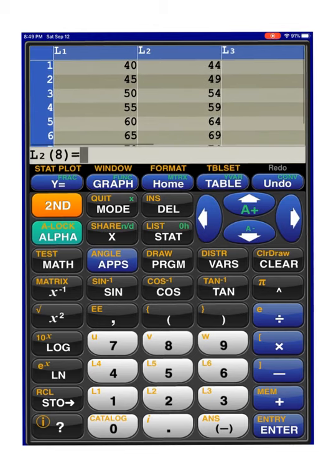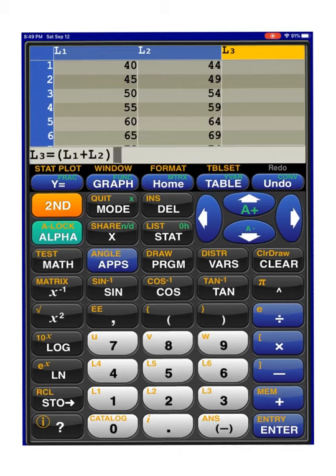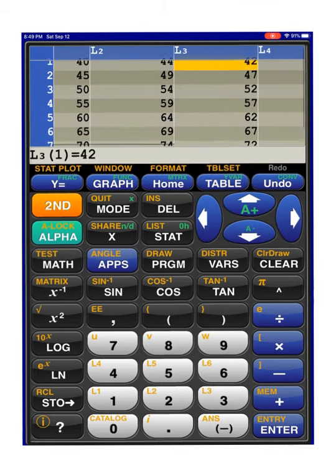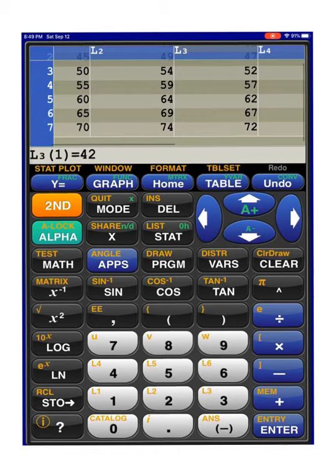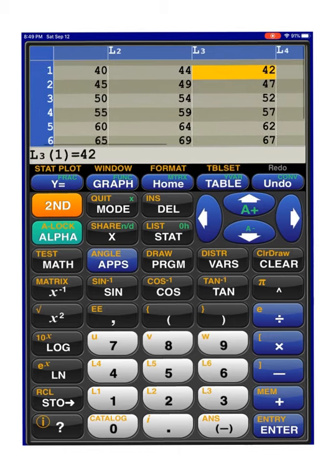L3 is going to be the average of them. So we're going to click on top of L3 and we want to say all of L3 equals parentheses, second list, L1, plus second list, L2, and parentheses, divide that by 2. And there we go. L3 then is just the average of L1 and L2.